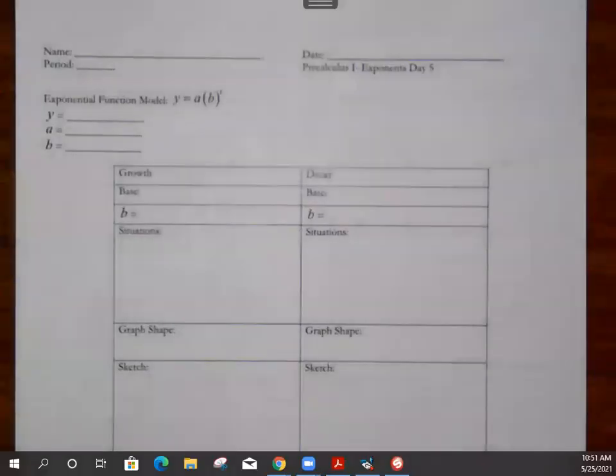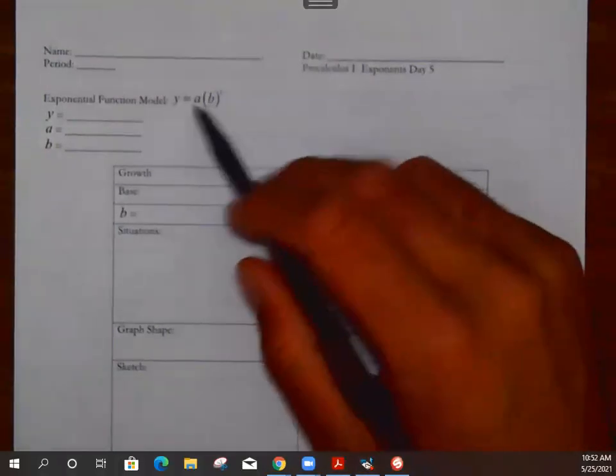All right, so welcome to pre-calculus. This is day 5. We're going to focus on graphing exponents, or exponential functions. So this is like a basic model that we'll use.